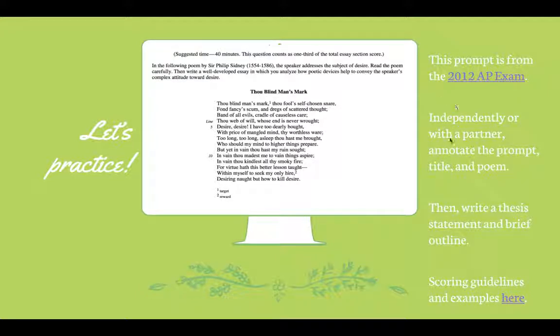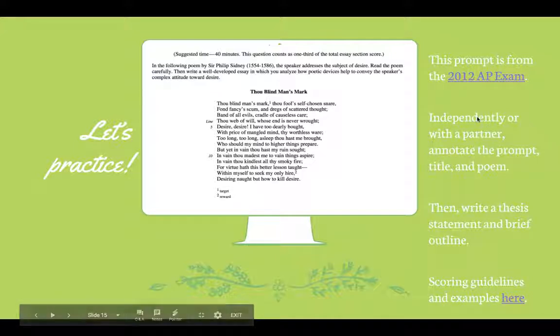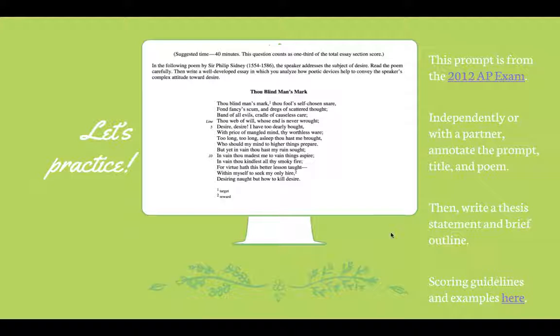So take a look through this together in class next week. We'll take a look at practicing writing a thesis and an outline based on this, but feel free to get a head start if you want more practice.